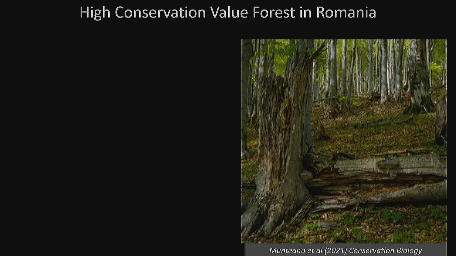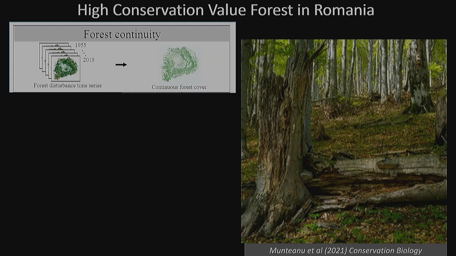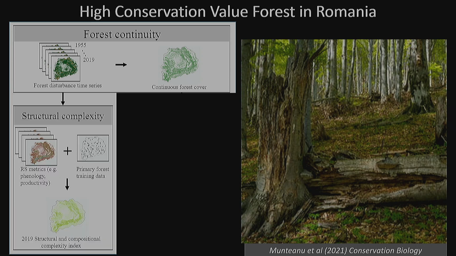Now the question is, can we use this sort of long time series of information that we collate and combine in order to inform conservation actions? And I would argue that yes, we can. Romania is a place where we have a lot of valuable forest ecosystems, and we started off on an attempt to actually map these valuable forest ecosystems. We call them high conservation value forests, using these long time series of historical data. And in order to do so, we started off by putting together all the forest cover time series that we had at hand and created a continuous forest cover map.